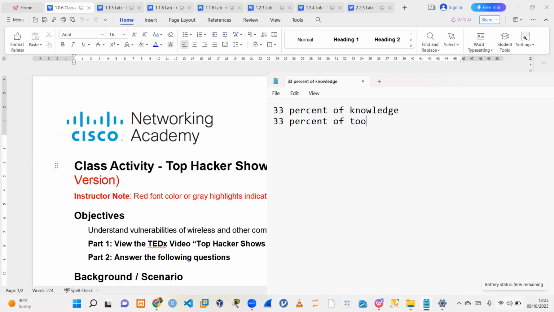Then your ability to use tools, tricks, techniques, and to understand some tips when it comes to cybersecurity.